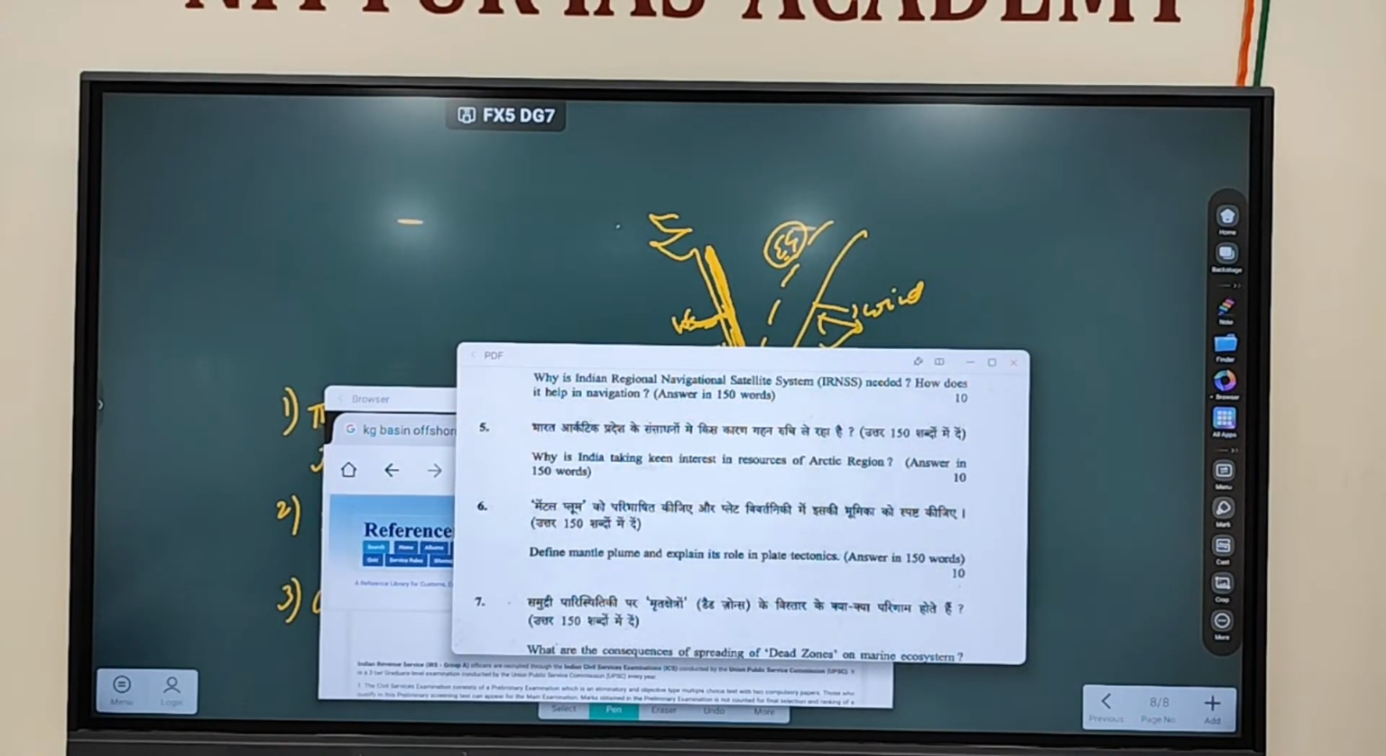You have to associate this with the continental shelf. The Arctic region contains a wide amount of continental shelf, and continental shelves are rich in these things, and that's why India is taking a keen interest in the Arctic region. Fine.